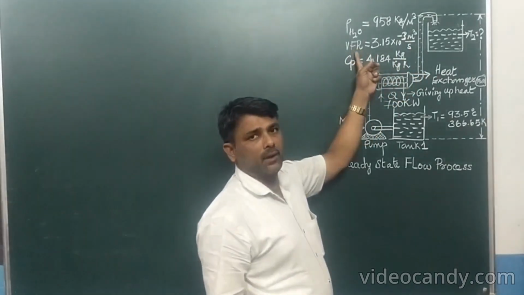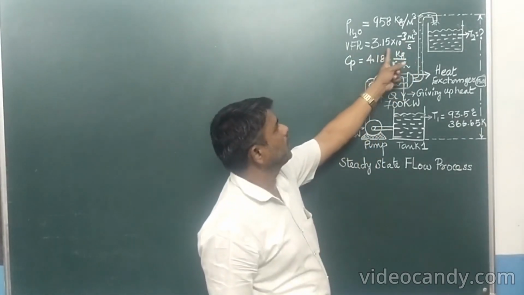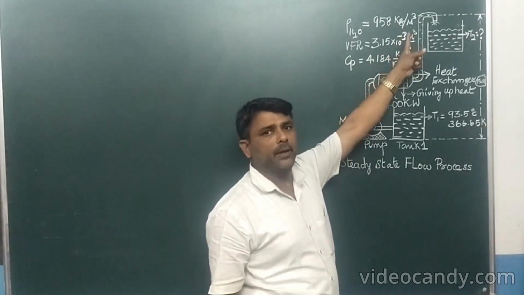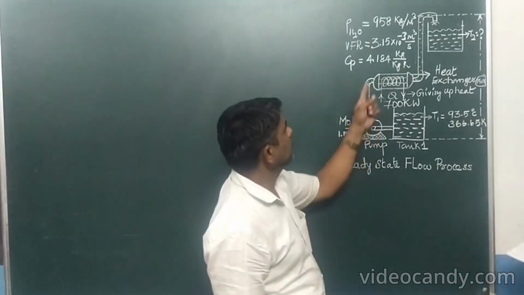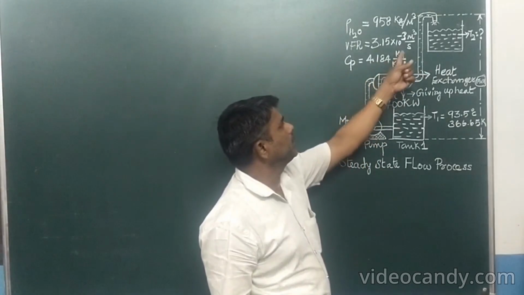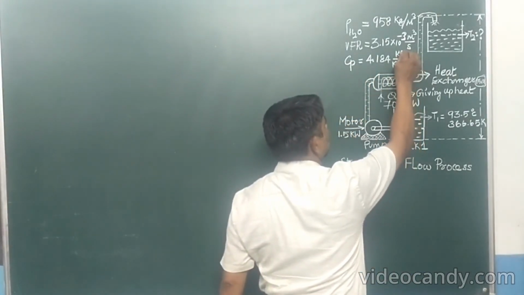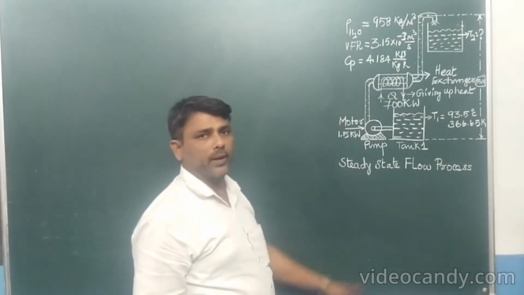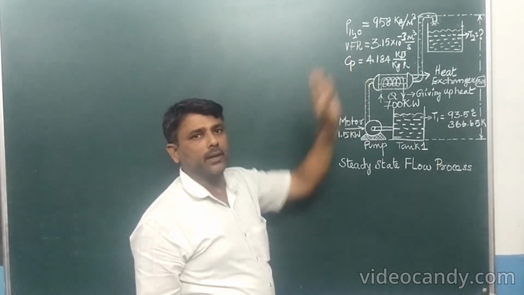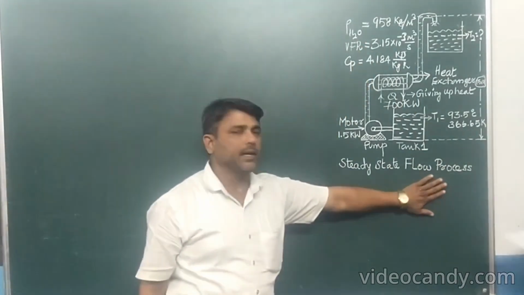The volumetric flow rate of water from tank 1 to tank 2 is given as 3.15 × 10^-3 meter cube per second. Moreover, the heat capacity of water is 4.184 kilojoules per kg degree Kelvin. This is also printed in your question paper. Clear? Now I am going to solve the problem to find the temperature of water in tank 2. The problem comes under the category of steady state flow process.